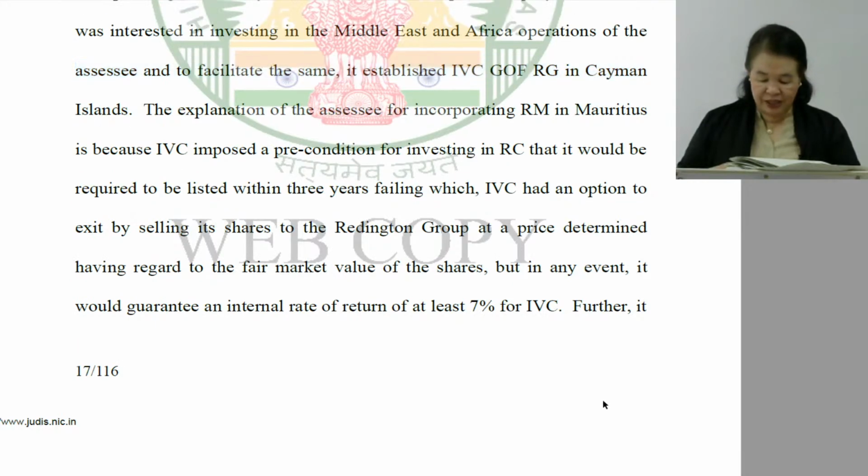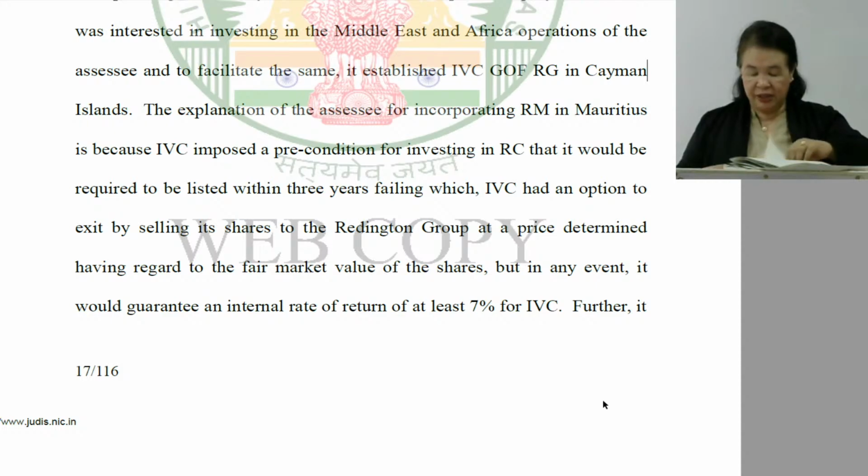The explanation of this assessee for incorporating RM in Mauritius is because IVC imposed a precondition for investing in RC that it would be required to be listed within 3 years, failing which IVC had an option to exit by selling its shares to the Redington Group. A price determined having regard to the fair market value of the shares. But in any event, it would guarantee an internal rate of return of at least 7% for IVC.